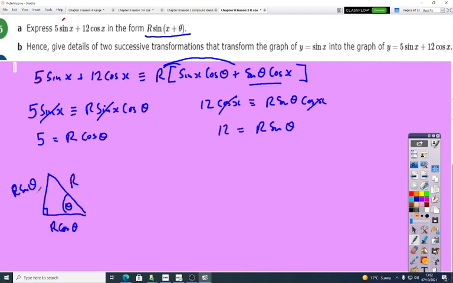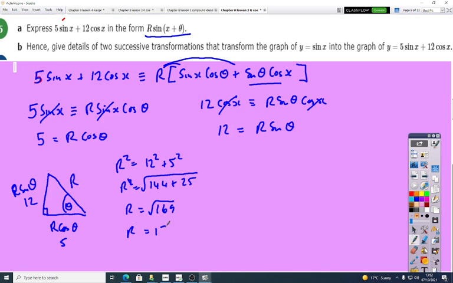Now, what we've been told is that r sine theta is 12, and r cos theta is 5. So r squared is the same as 12 squared plus 5 squared, which is going to be 144 plus 25, and I'm going to root it, so r will equal root of 169, which is 13. So we got that.